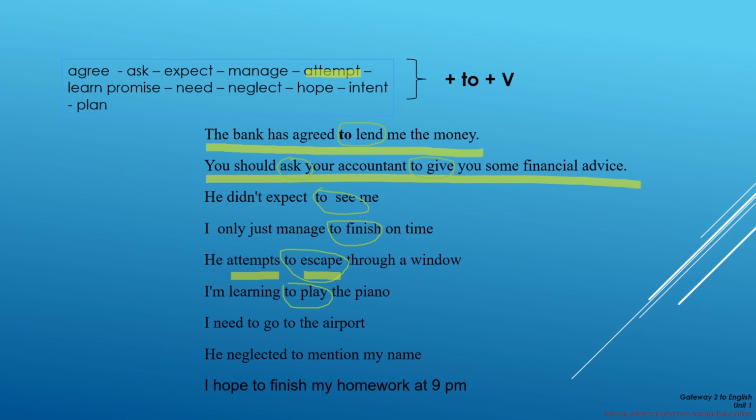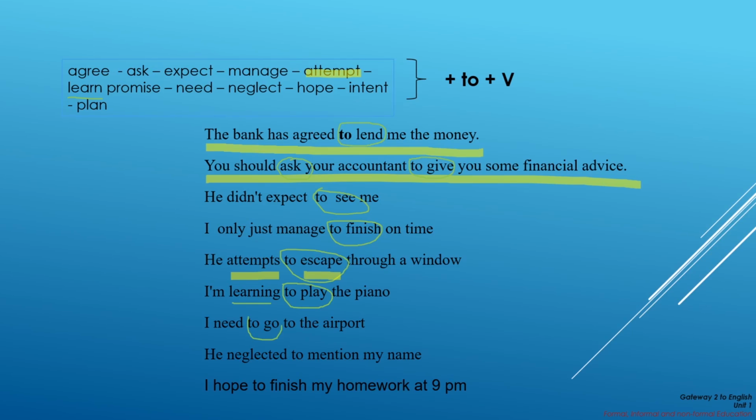I'm learning to play the piano. So the verb learn, and here it is in the present continuous form, I'm learning, to play the piano. So to play is the full infinitive.